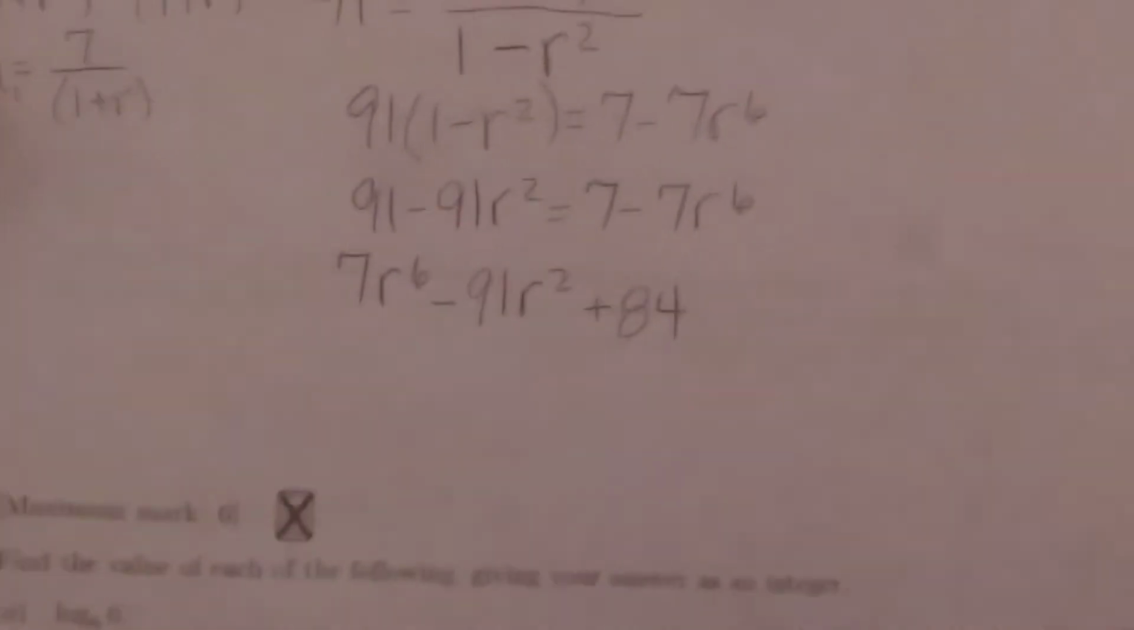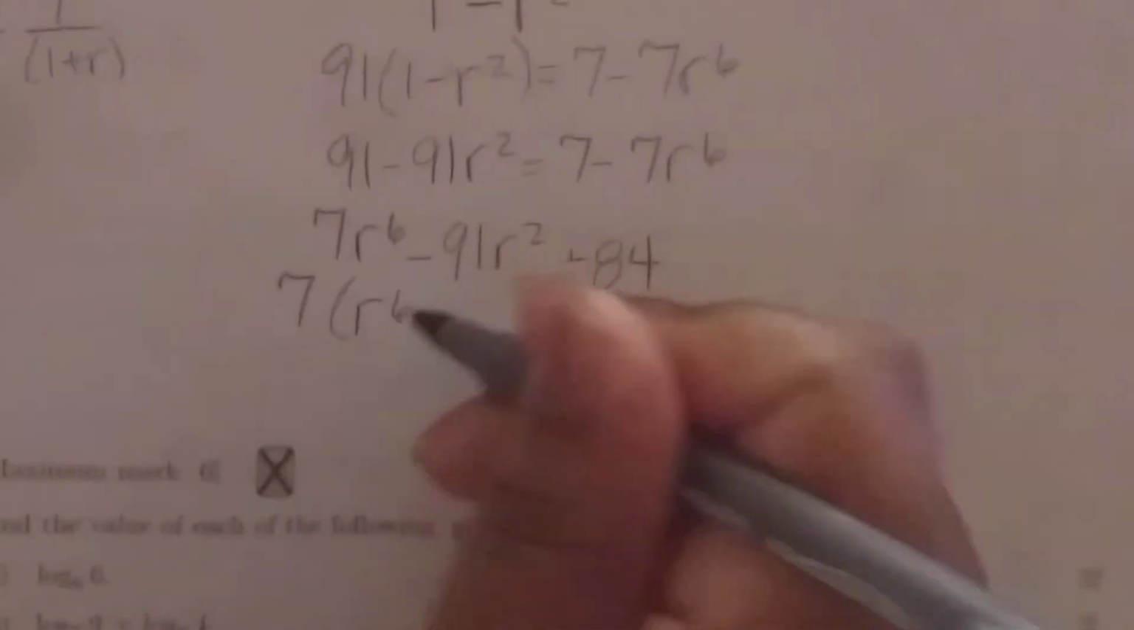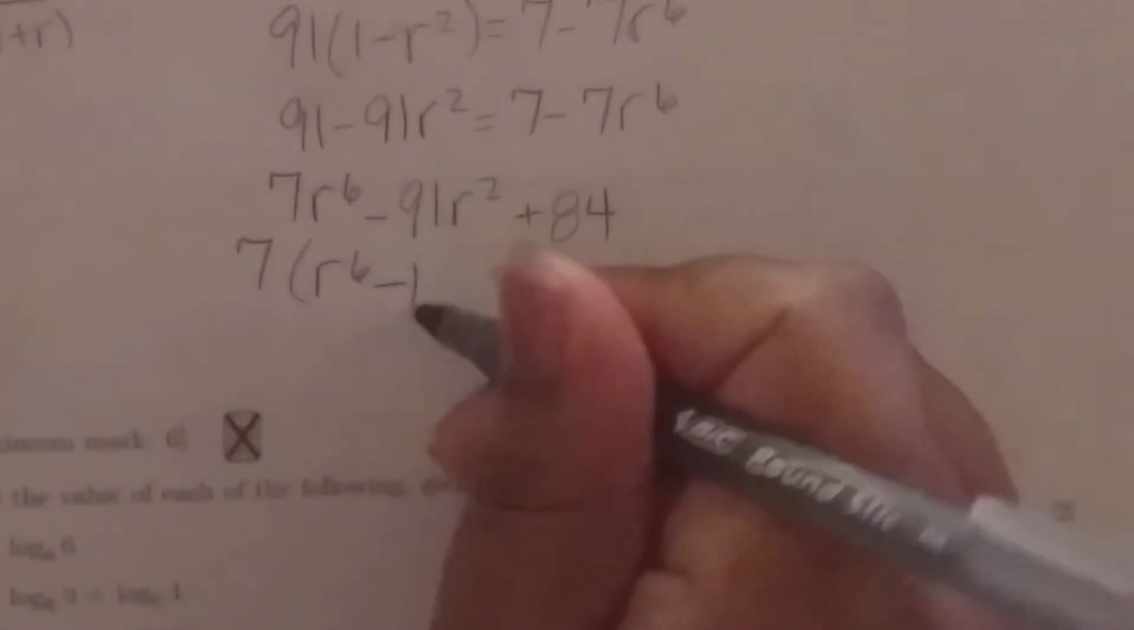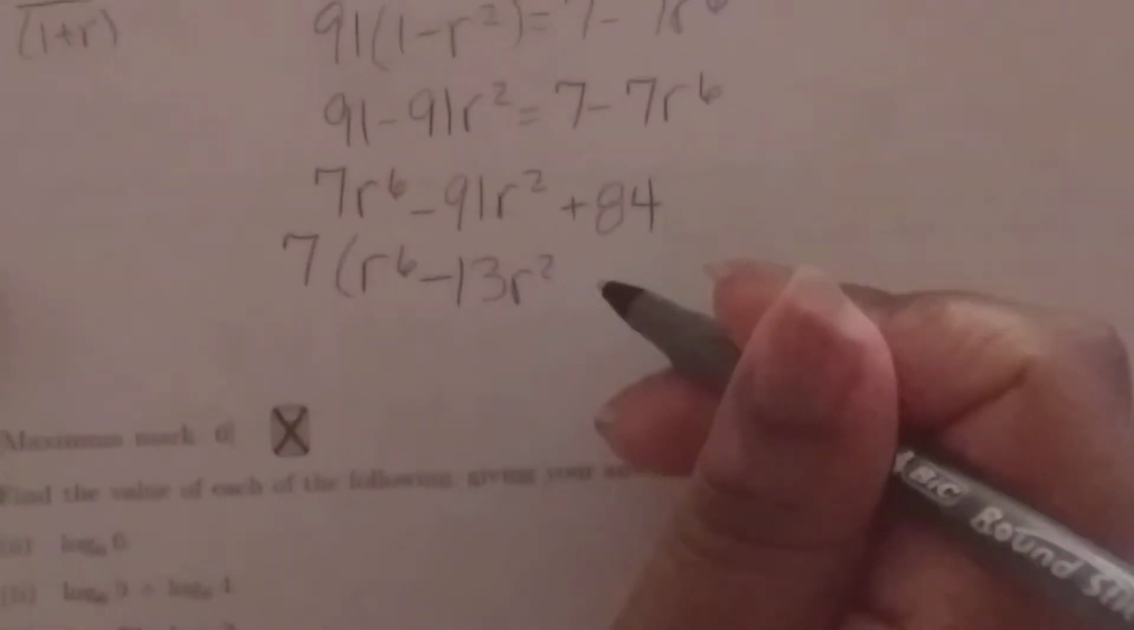Okay. So then we factor out the 7. r to the power of 6. 91 divided by 7 is 13, so that's minus 13r squared. And then 84 divided by 7 is 12, so plus 12.